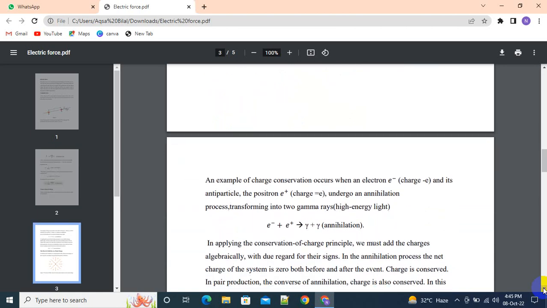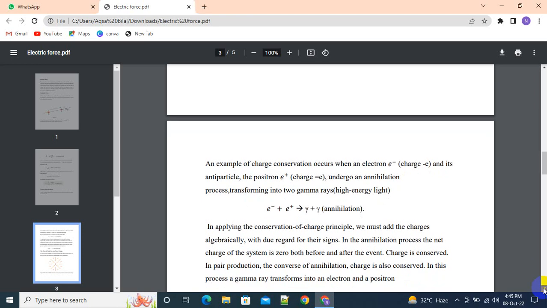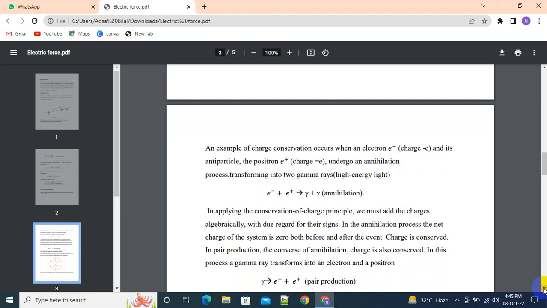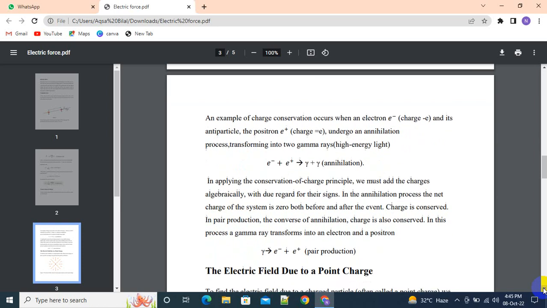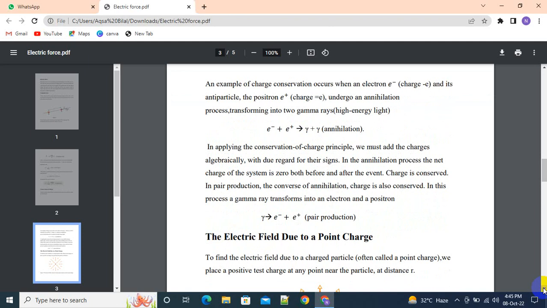In applying the conservation of charge, we must add the charges algebraically with due regard for their signs. In the annihilation process, the net charge of the system is zero both before and after the event. Charge is conserved. In pair production, the converse of annihilation, charge is also conserved. In this process, a gamma ray transforms into an electron and a positron.